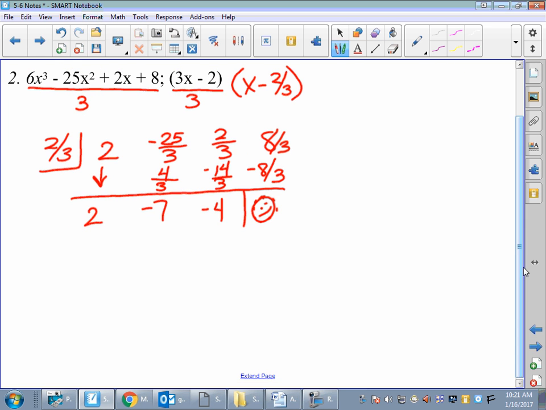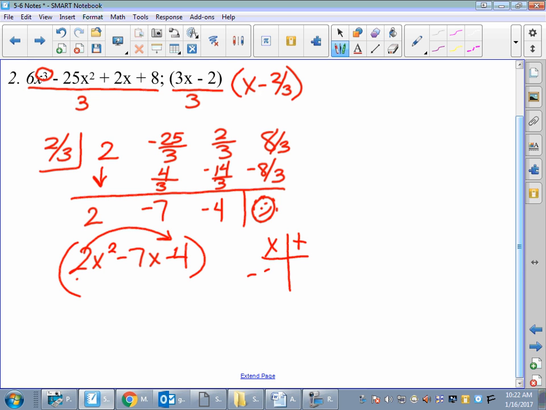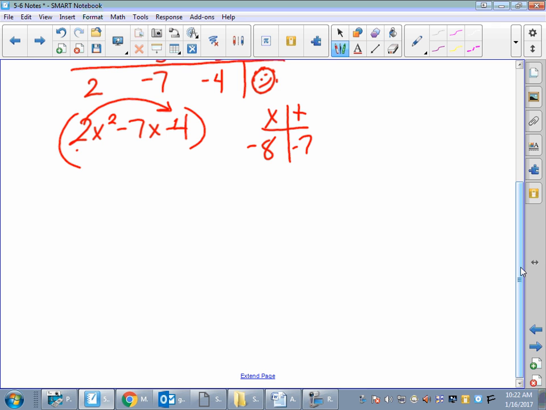The depressed polynomial, if the original was degree 3, my depressed polynomial is 2x squared minus 7x minus 4. I got to see if that factors. So because of that 2, that makes things a little complicated. Little review and factoring. We got to make that little chart and say what multiplies to give me -8 and adds to give me -7. And the answer is -8 and +1.